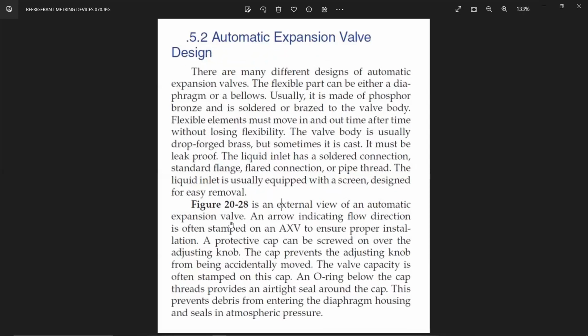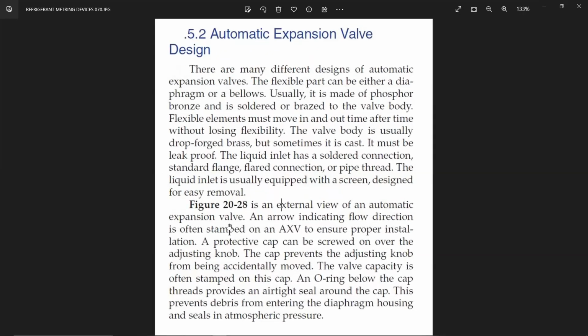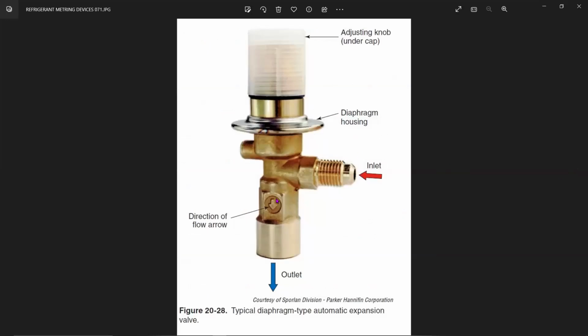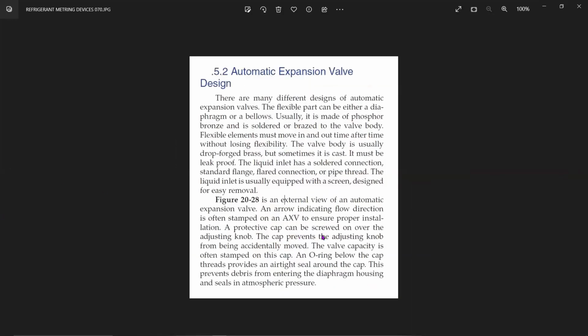The external view of the automatic expansion valve is shown. The arrow indicates the flow direction, often from the exit, to ensure proper installation. So here it is very important what flow you are having. Do not mix up inlet and outlet, because it is going to give the pressure drop irrespective of the orientation of the pipe. So according to inlet and outlet, the direction of flow will always be to the outlet. You have to understand that because that is also a mark.